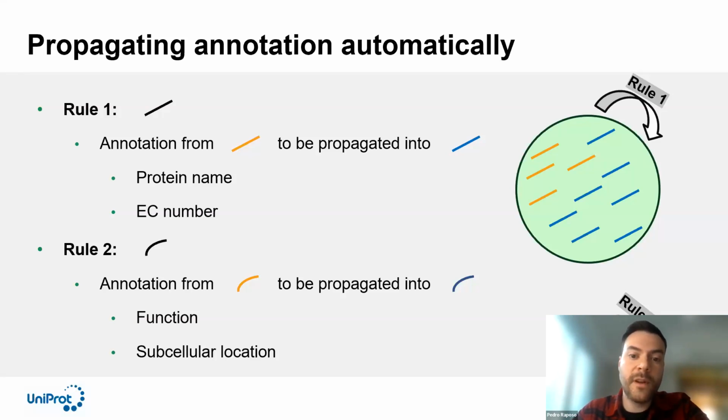Now, the types of annotation we can propagate really depend on what is originally curated in the SwissProt proteins. So, for example, in the first group, we are going to propagate the protein name and the EC number. But in the second group, we are going to propagate the function comment and the subcellular location.